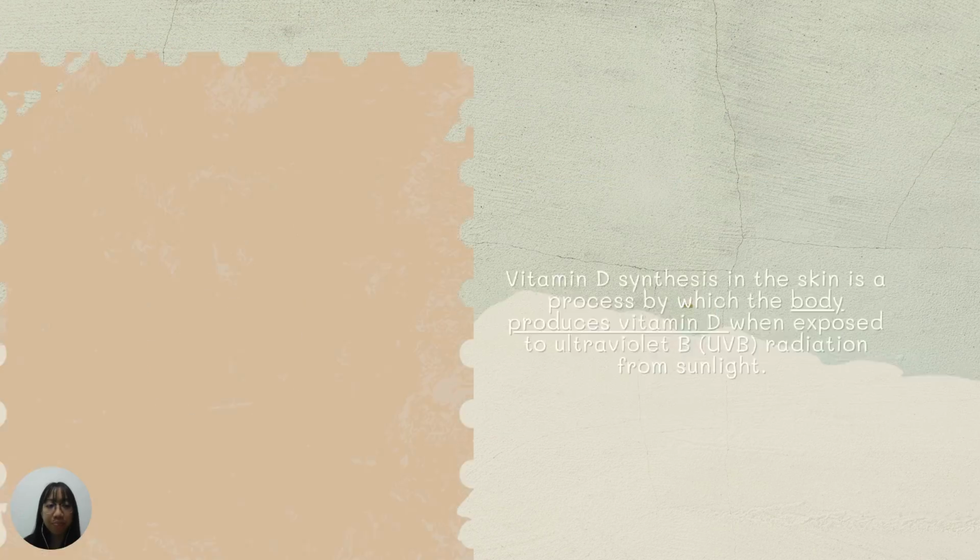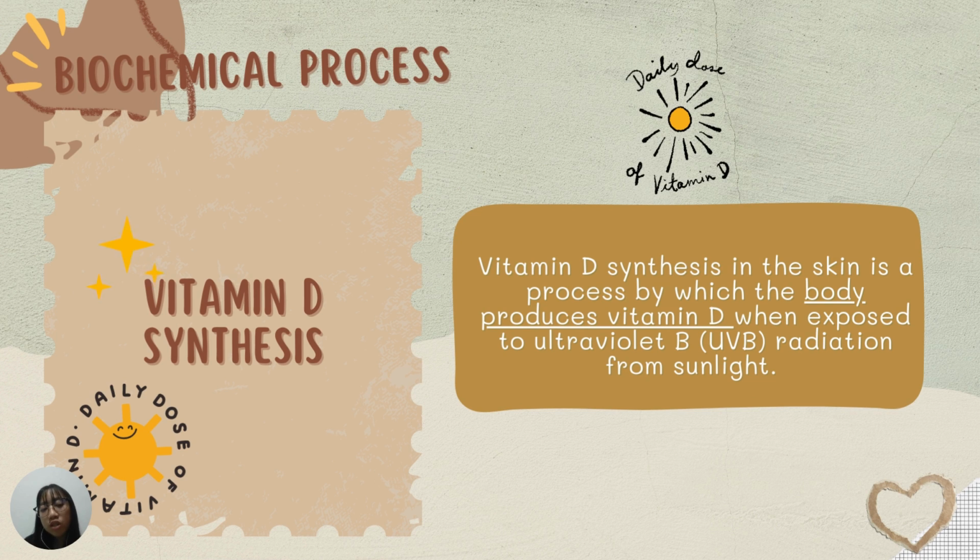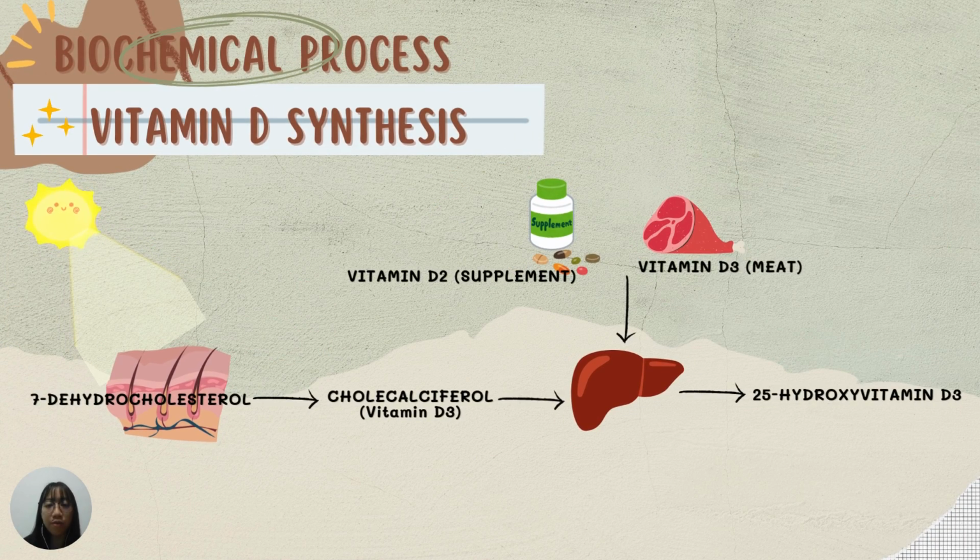So moving on into the biochemical process of the skin, there are many types of biochemical process in the skin, but I'll be talking about vitamin D synthesis, where vitamin D synthesis is very crucial in the skin, whereby it is the process by which the body itself will produce vitamin D from the main source, which is the sunlight or the UV ray from the sunlight.